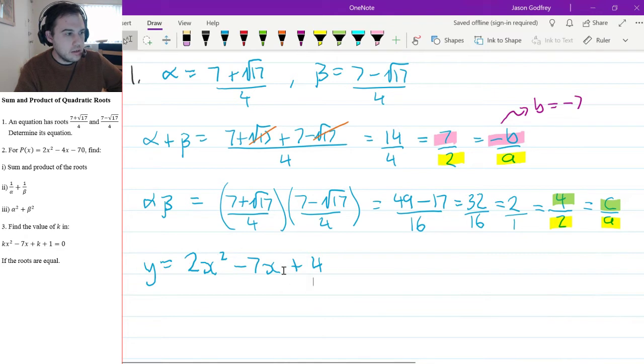Right, so if you wanted to check that, you could look at this equation here that we've figured out, go a equals 2, b is negative 7, c equals 4, and use the quadratic formula. If you get the quadratic formula correctly, you should get x equals 7 plus or minus root 17 on 4.